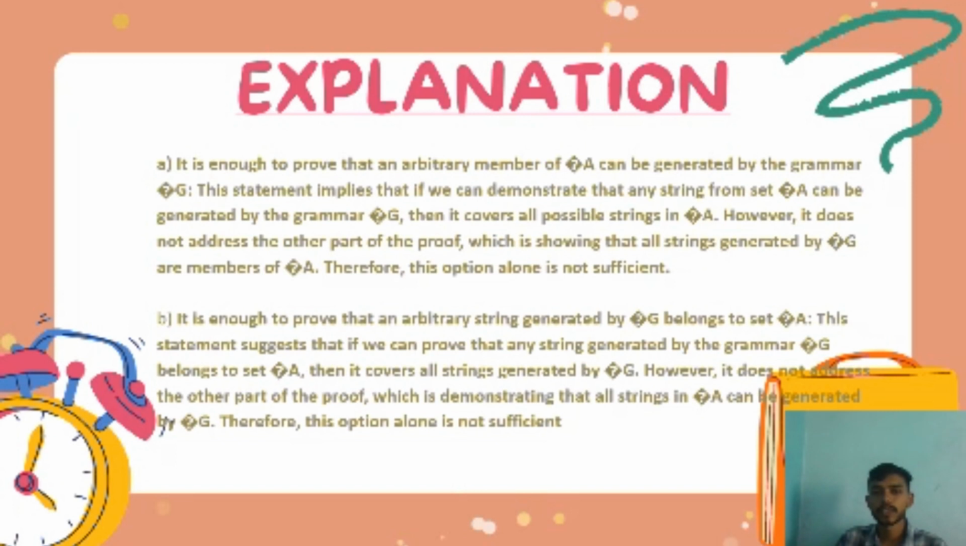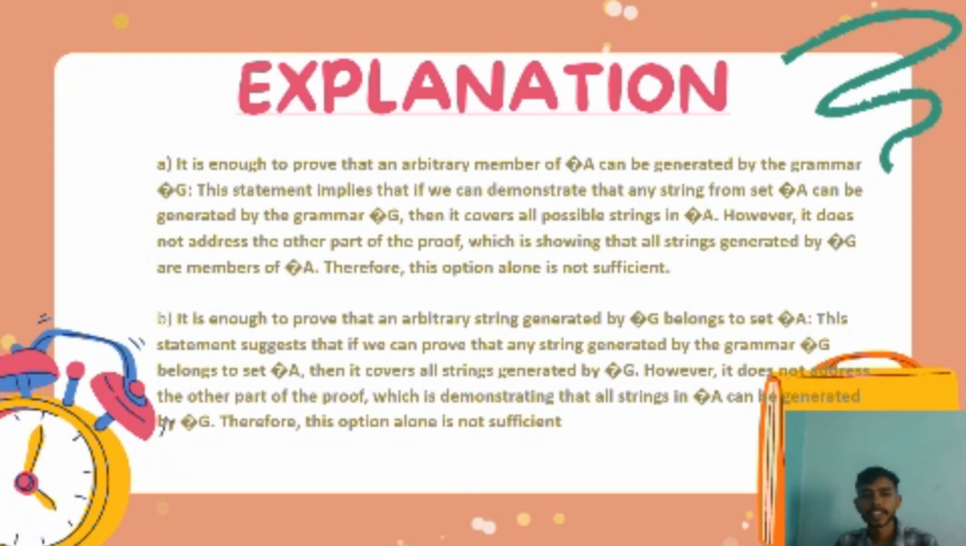Option A, it is enough to prove that an arbitrary member of A can be generated by the grammar L of G. This implies that if we can demonstrate that any string from set A can be generated by the grammar L of G, then it covers all possible strings in A. However, this does not address the other part of the proof, which is showing that all strings generated by G are members of A. Therefore, this option alone is not sufficient.